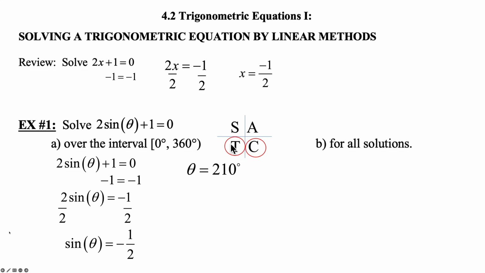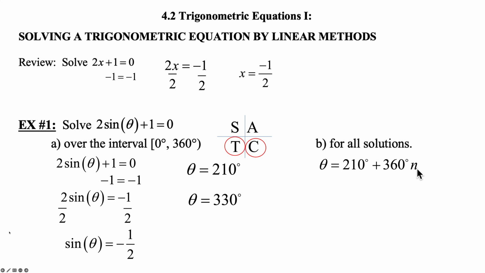So 180 plus 30 is going to give me 210. 360 minus 30 over here is going to give me 330. So those are my two answers from 0 to 360. Now for all solutions, we're going to add to that 360 degrees times n, where n is your revolutions.